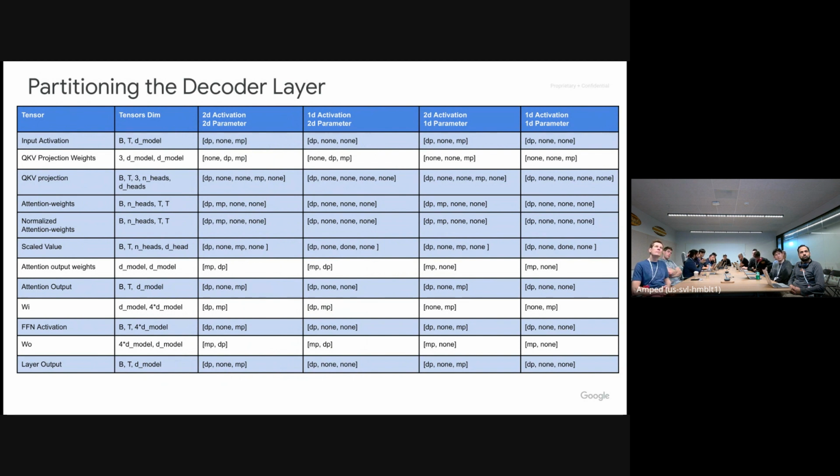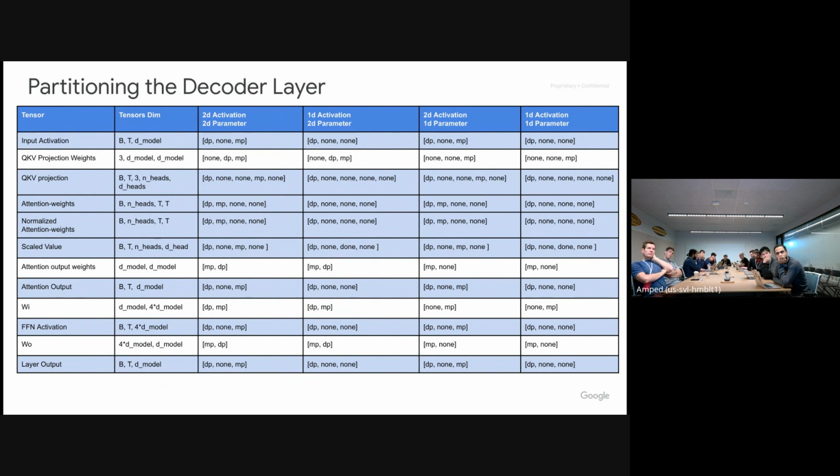And then there are attention weights that are generated by doing the dot product of query and key. And then there is a normalized attention weight, which is another activation that is generated, which is almost a copy of that. Then there is a scaled value, which is essentially based on the value, you're doing the element-wise scaling of the weights that you have generated with the query and key. And then finally you have attention output weights, and then there is an output matrix that is the last parameter of your self attention module.